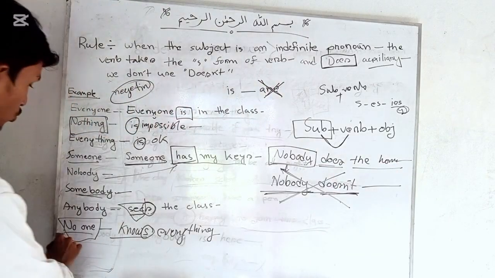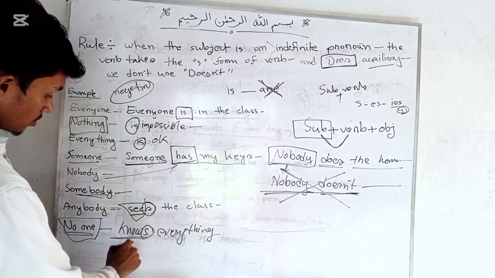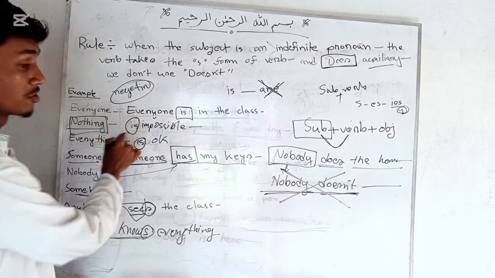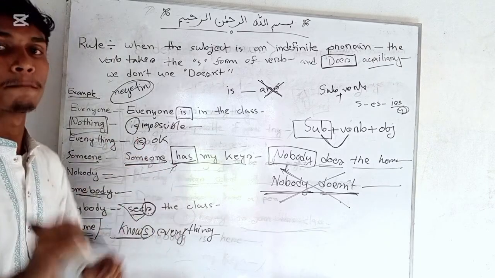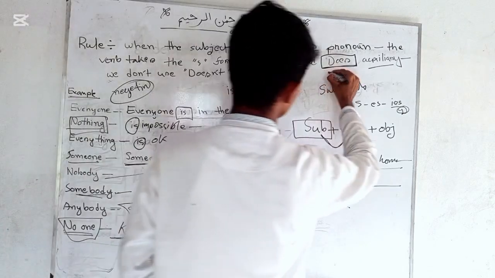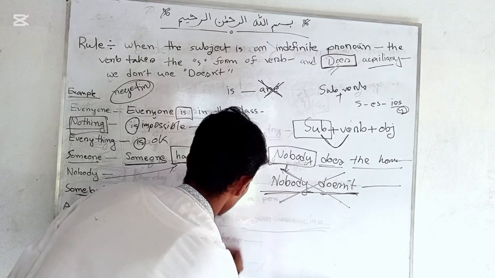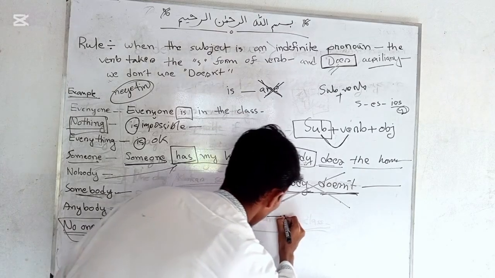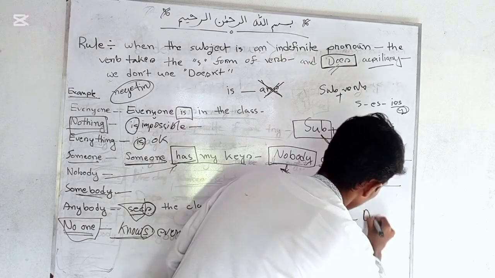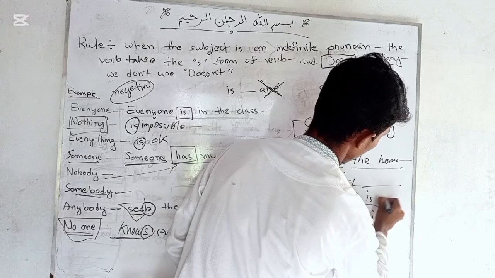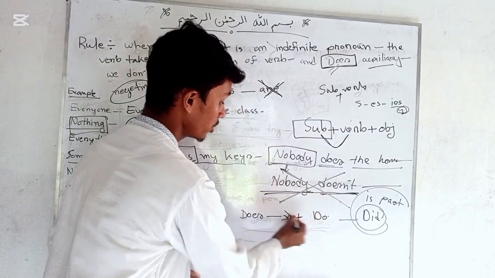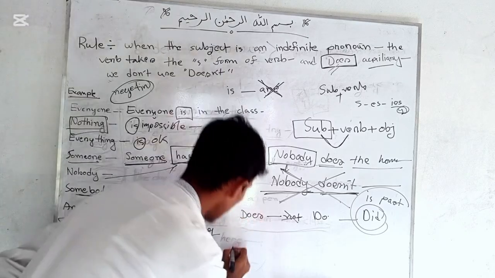Nobody does the homework. No one knows. We don't use "no one doesn't know everything." It is incorrect. So "nothing is not impossible" is incorrect. Nothing is impossible. Similarly, if we want to make a question, we use just does, not do. Did is for the past. For the present tense, does and do. We use just does.